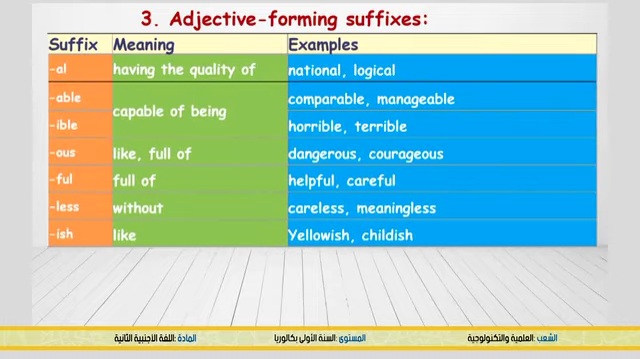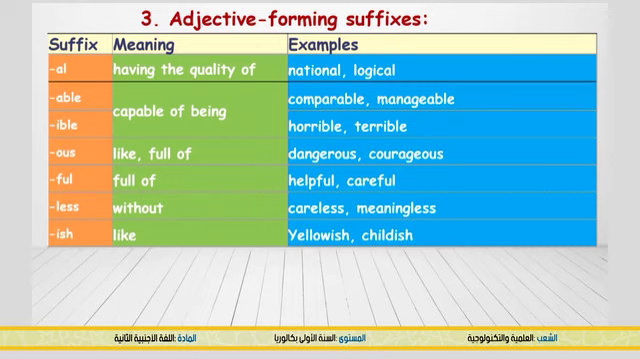The suffixes we have here are AL, ABLE, IBLE, OUS, FUL, LESS, and ISH. AL means having the quality of. As an example, we say national, logical, rational, and many more. Notice that national ends in AL and logical ends in AL. These two words are adjectives and they are made using the suffix AL.